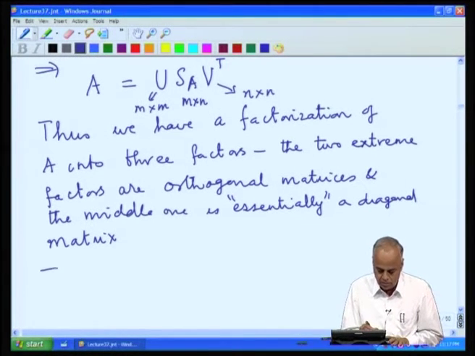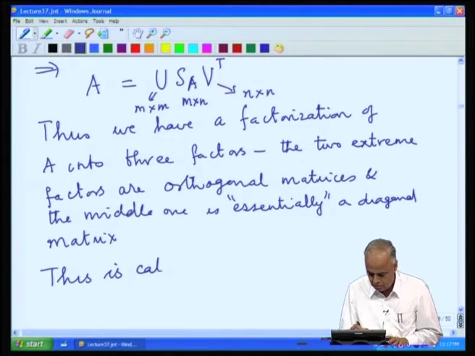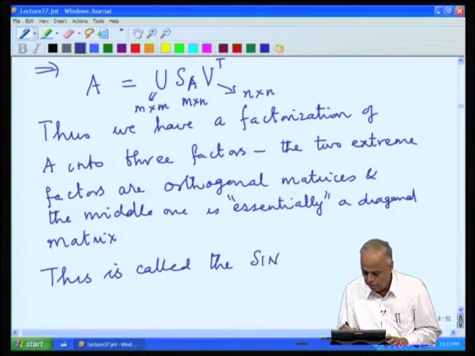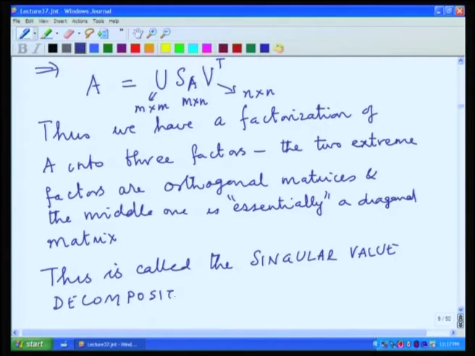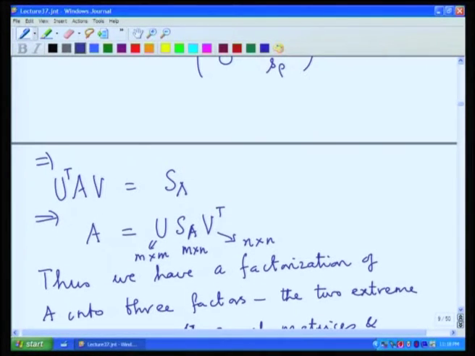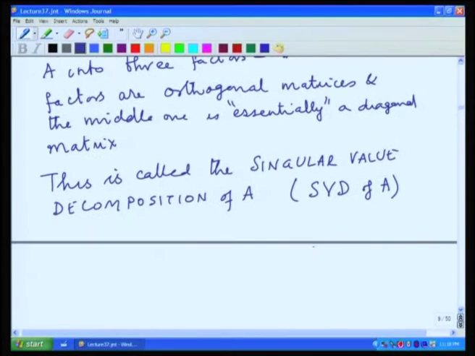This is called the singular value decomposition of A. We will generally denote it by SVD of A. SVD means singular value decomposition, and in the case of Hermitian matrices, since everything is square, the extreme matrices can be chosen to be the same, and that is what we got: U diagonal U transpose.